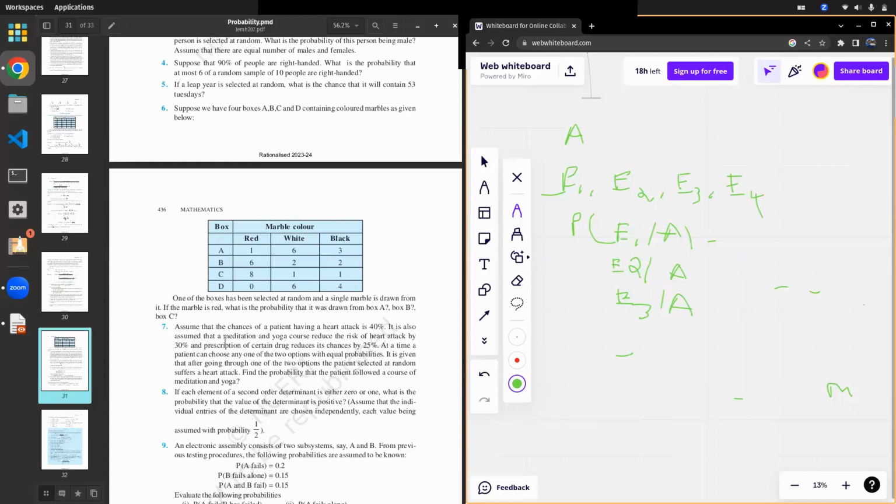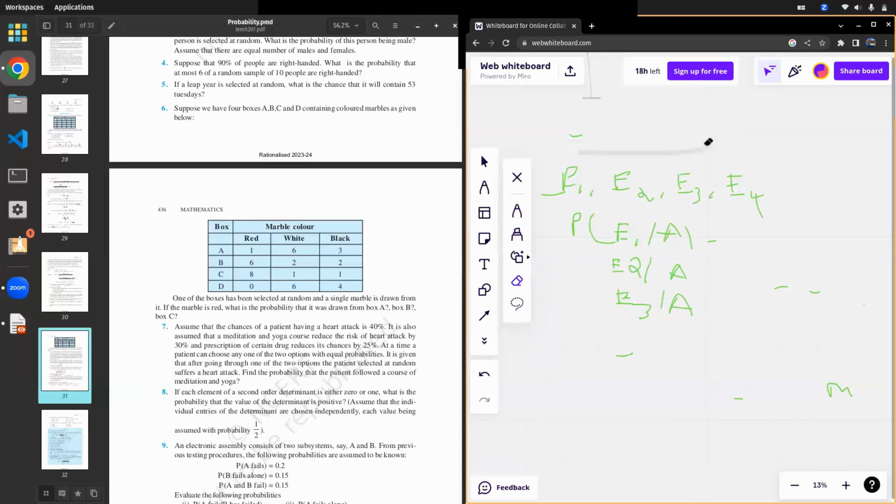Assume that the chance of a patient having a heart attack is 40%. It is also assumed that a medication and a yoga course reduce the risk of heart attack by 30%, and prescription of a certain drug reduces his chance by 25%. At a time, a patient can choose only one of the following two options with equal probability. It is given that after going through one of the two options, the patient selected at random suffers a heart attack. Find the probability that the patient followed a course of meditation and yoga.